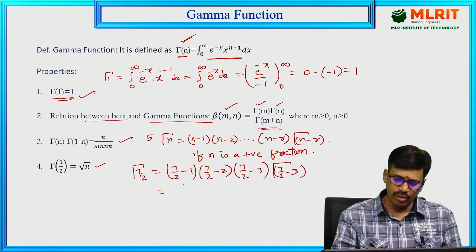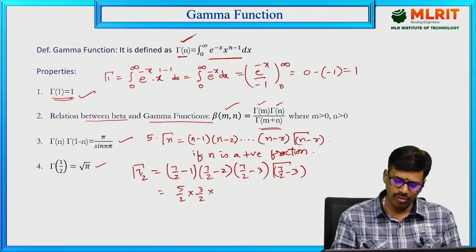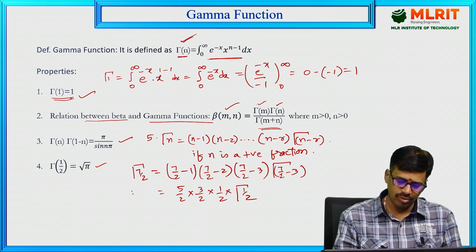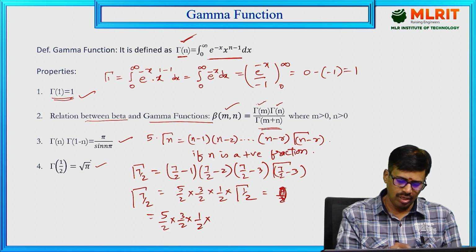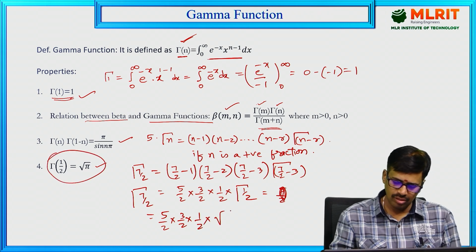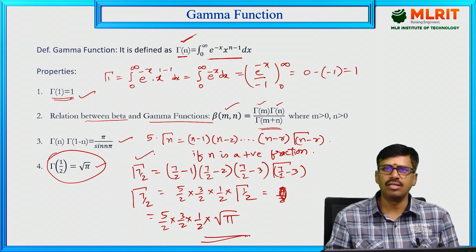So 7 by 2 minus 1 is 5 by 2, into 3 by 2, into 1 by 2, into gamma of 1 by 2. This is gamma of 7 by 2. So it is 5 by 2 into 3 by 2 into 1 by 2, and the value of gamma of 1 by 2 is the square root of pi. So this is the value of gamma of 7 by 2.